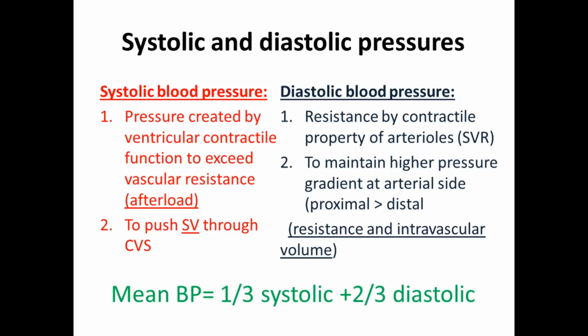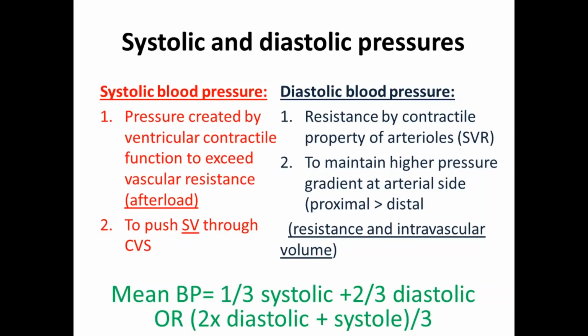Mean arterial pressure. So what's the mean arterial pressure? It is just an equation to make your life easy. It's reflecting systolic and diastolic, but it is more reflective of diastolic than systolic. It's 2/3 of diastolic and 1/3 of systolic. It is one of the equations. There are other equations like twice diastole plus systole divided by 3.